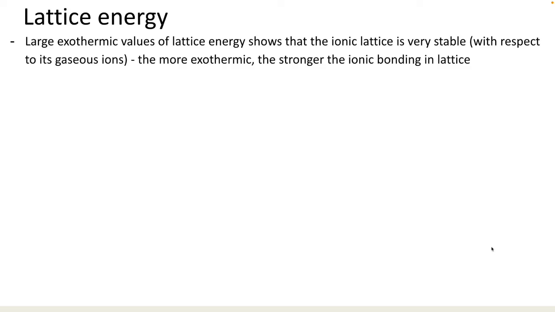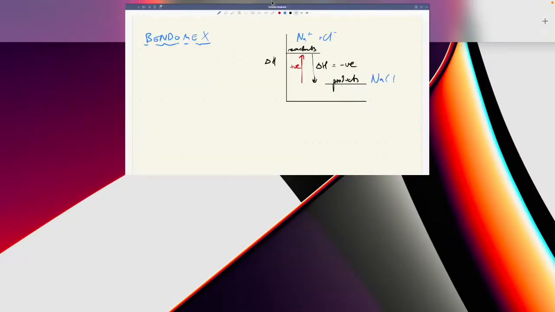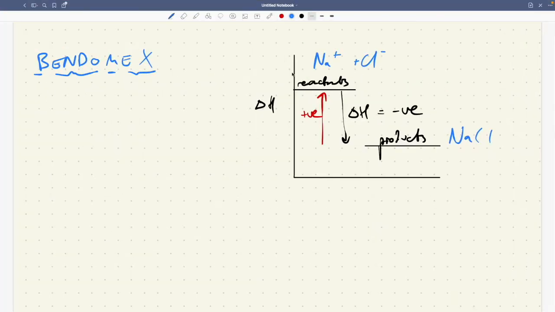So what do we got here? Large exothermic values of lattice energy show that the ionic lattice is very stable with respect to its gaseous ions. We got a very large negative value for the lattice energy. If I put a little lat down there, you can think about standard conditions as well, of course, with the Plimsoll sign. That's a very large value.